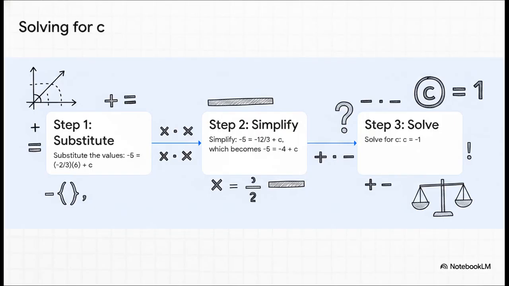Let's walk through it. We swap y for -5, m for -2/3, and x for 6. That gives us -5 = -2/3 times 6 + c. Now to simplify. -2/3 times 6, well, that's just -12/3, which is an easy -4. So now our equation is much simpler. -5 = -4 + c. Just add 4 to both sides, and we find that c is equal to -1.